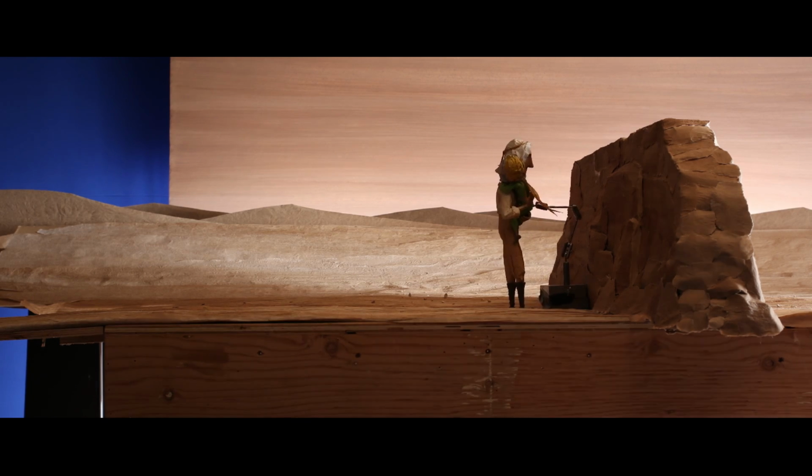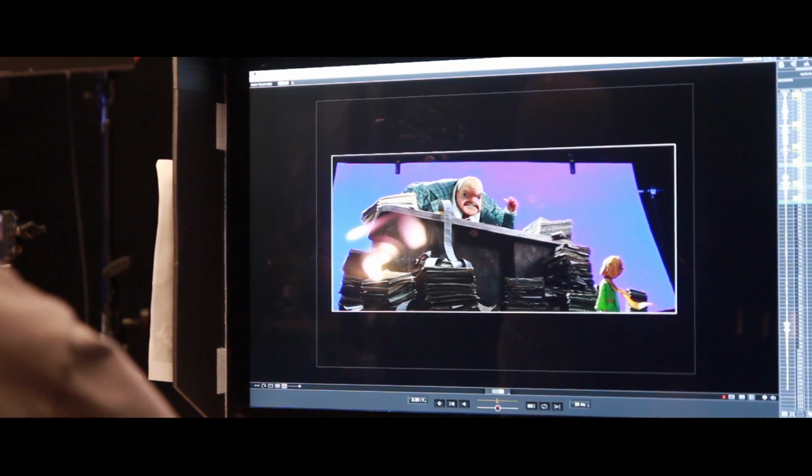Generally, you know, we can do a second a day, 2 seconds. It really depends on the shot and the complexity.